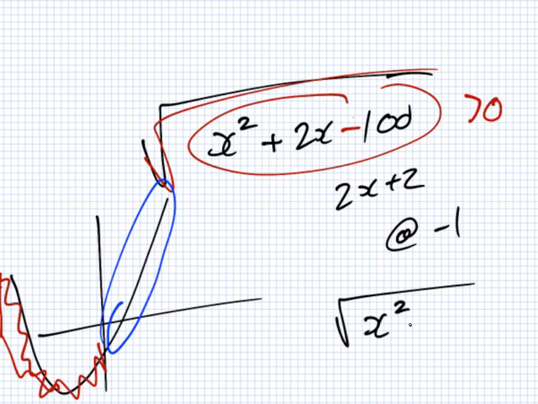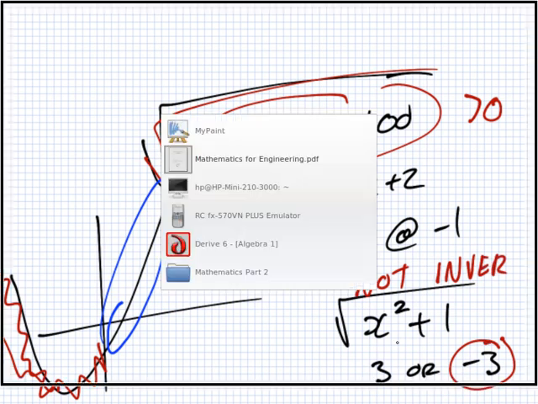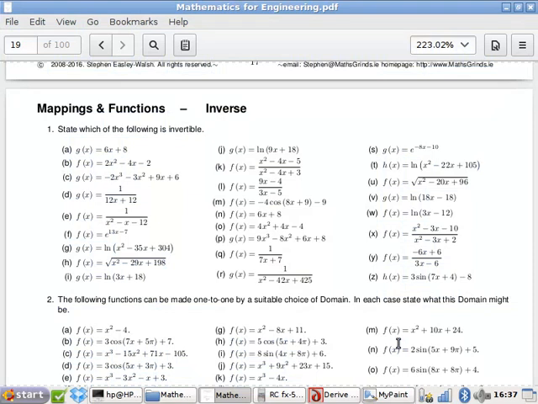X squared plus 1. Because if I use 3 or -3, what do I get inside here? I get root 10 and root 10. The problem is I'm allowed to use this, so you can use -3. I can use -3, but this one has no inverse, it's not invertible, because I can use a value which makes the same answer again. So it depends on what's happening with the quadratic.